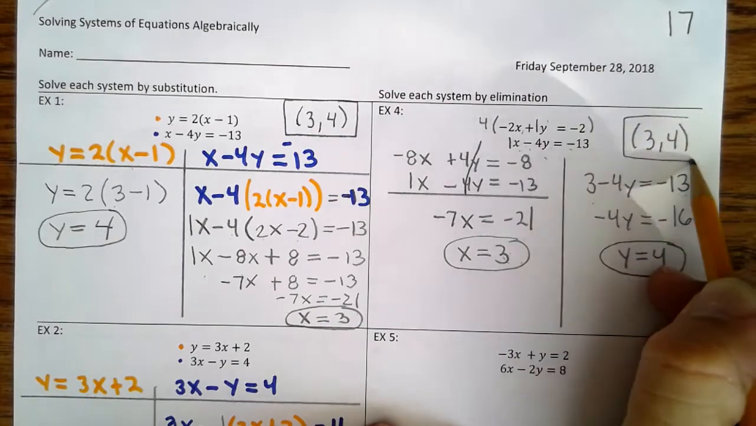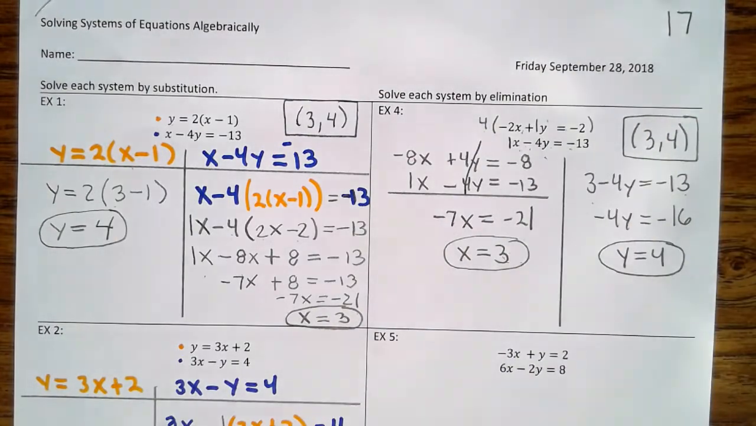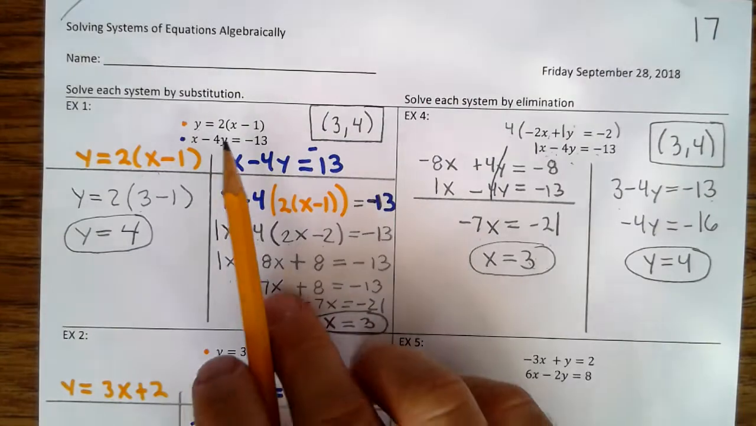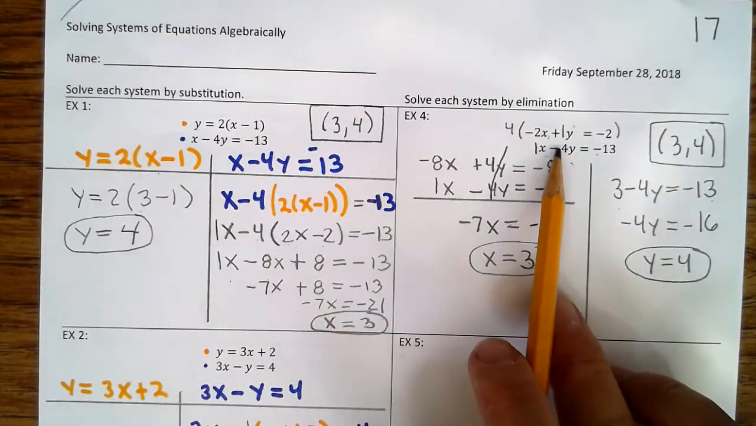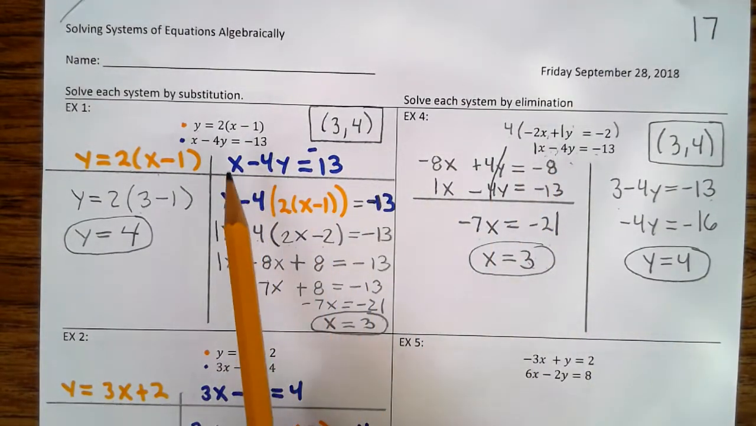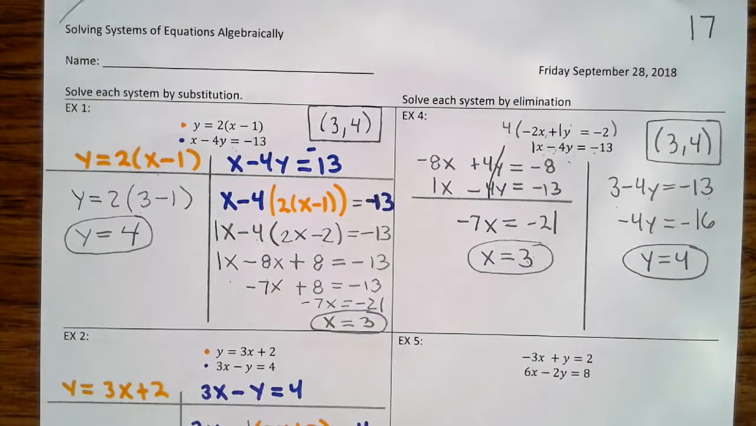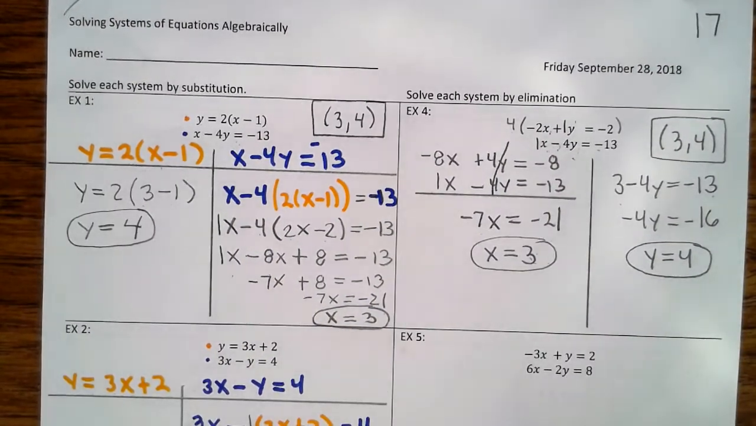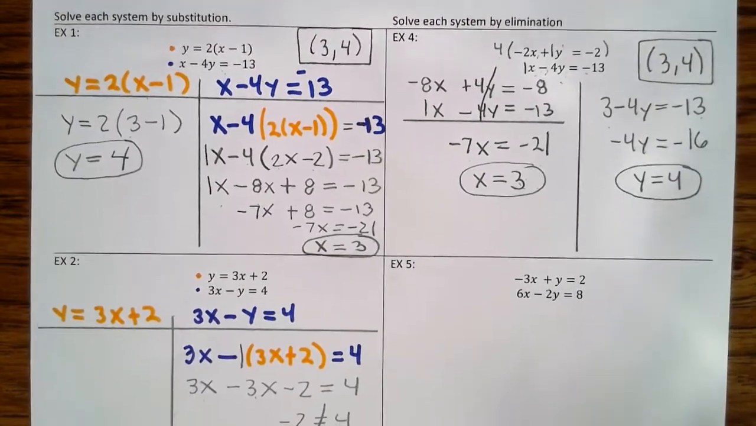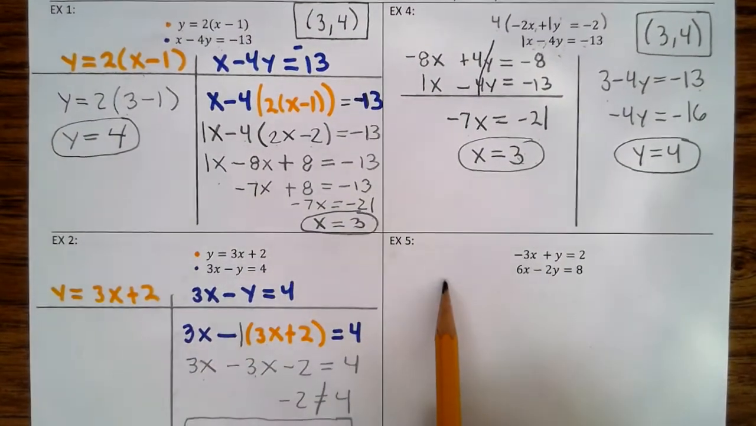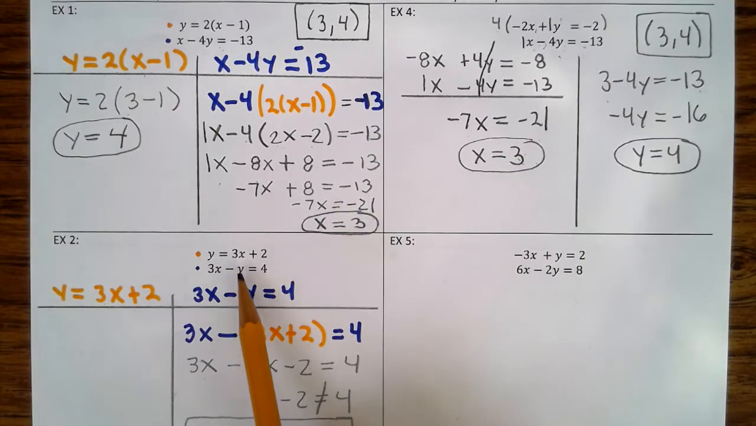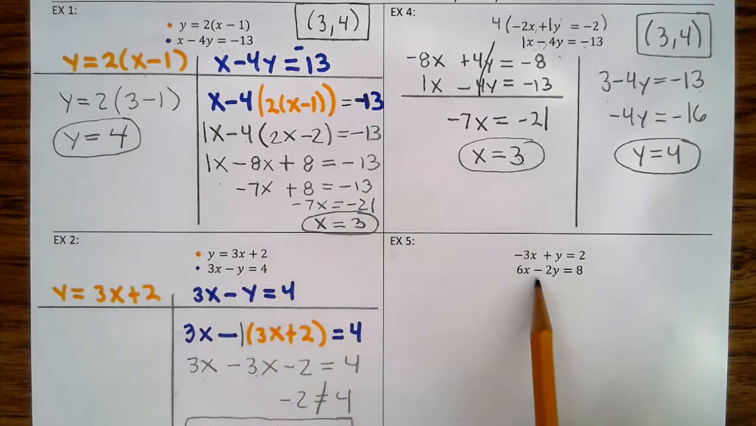Now what I want you to notice is example 1 and example 4 have the same solution. That's because example 1 and example 4 have the same equations. And I did this on purpose so you can see that you could solve equations using substitution or elimination. Okay? And that's going to be true for example 2 and 5. Okay? Example 2 and 5 have the same equation. So I'm showing you how to solve the same equations using substitution or elimination.